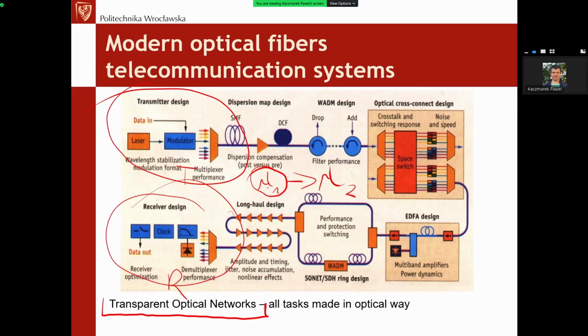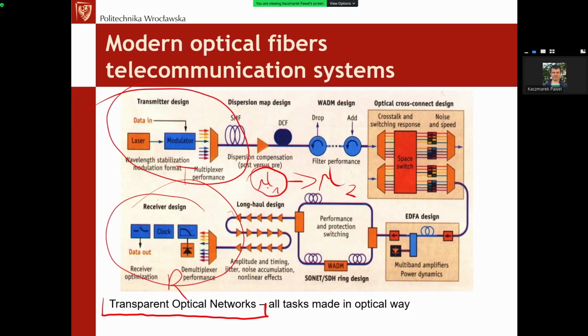Child, I mean something which, because of stimulated emission, is also still in phase with our starting photon. So all the transmission is made optically.